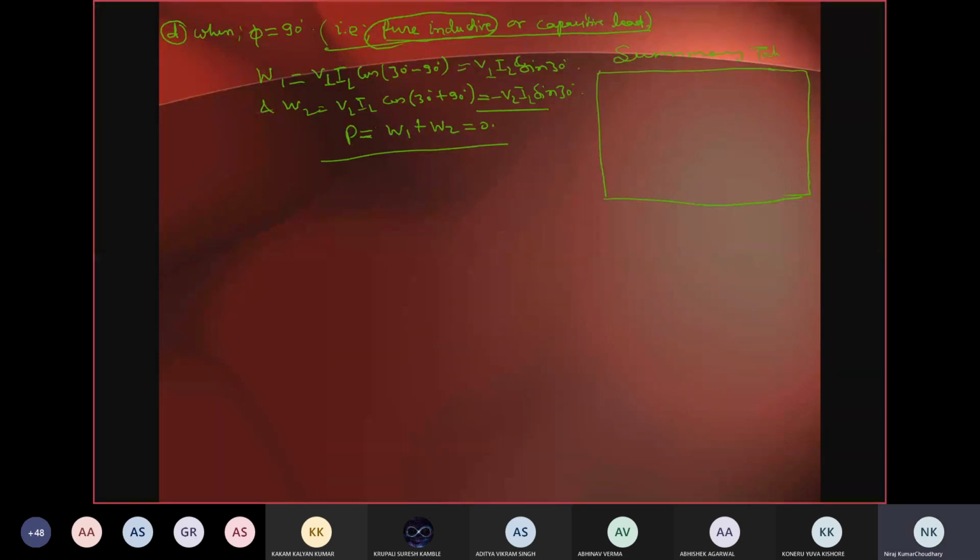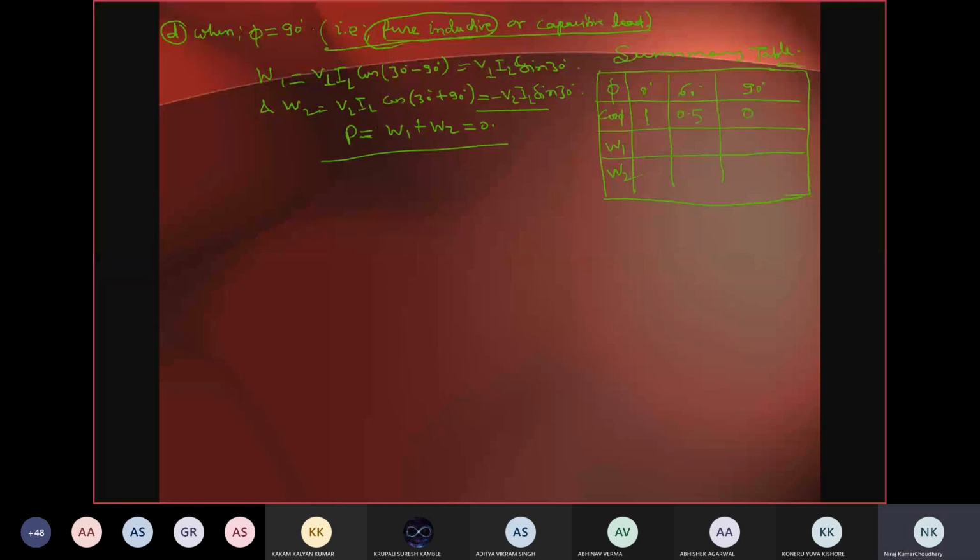So you can see how the readings of the wattmeters vary for different values of the power factor angle. Suppose 0 degree, 60 degree, 90 degree. So this will be 1.5. This will be cos 90, that is 0.